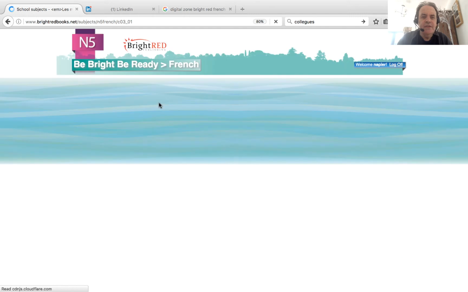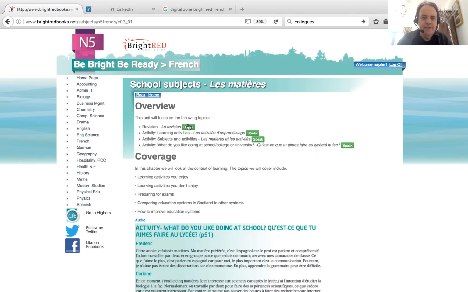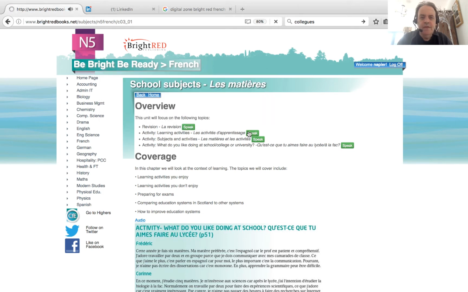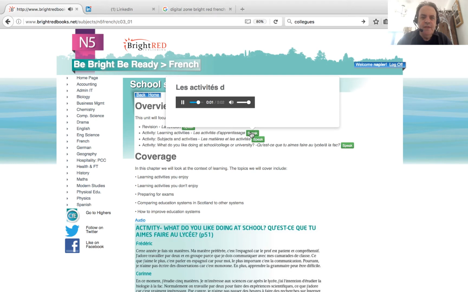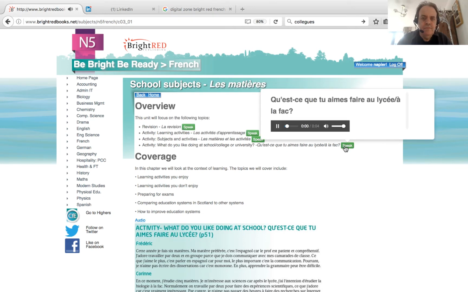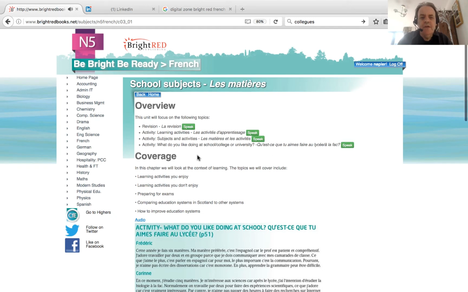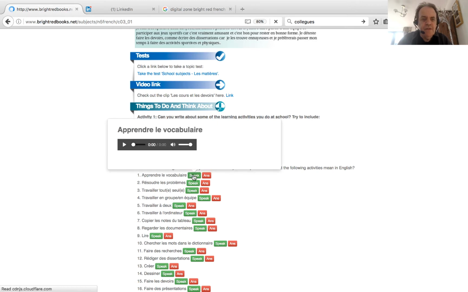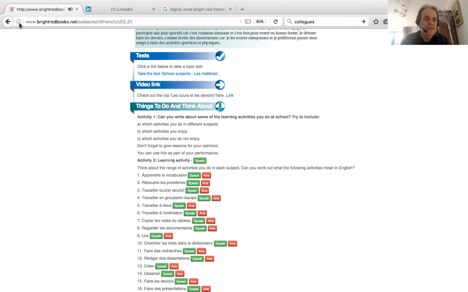But you should find that in each one there are language elements that should speak to us. La revision. Les activités. Les matières et les activités. Qu'est ce que tu aimes faire au lycée / à la fac? Okay, so those elements are in there, and there's also the answers. So if you just roll over on the cursor, Apprendre le vocabulaire, you should hear the actual pronunciation.